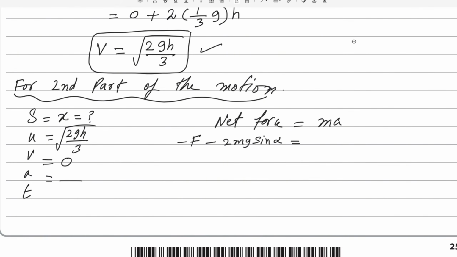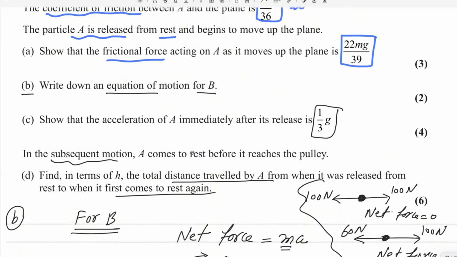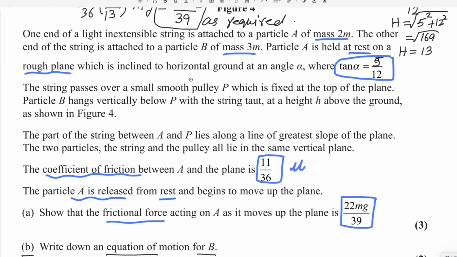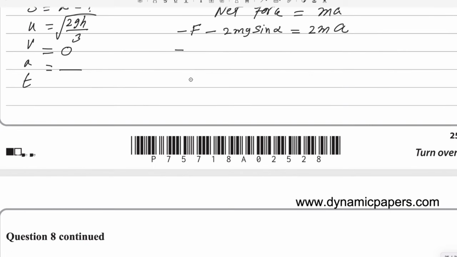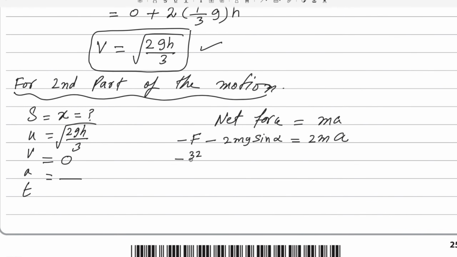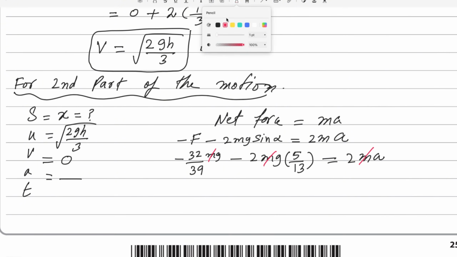Okay, so mass is 2m for this particle, and the acceleration you can find over here. We already found F in the first part, that will be the same. Let me go back to the first part: the force of friction is 32mg over 39. So we can write over here 32mg over 39 minus 2mg sine alpha, and we know that sine alpha equals 5 over 13. We already found that at the beginning of the question. So equals 2ma. m is throughout, so we can cancel m from all of them, and the rest we can simplify.